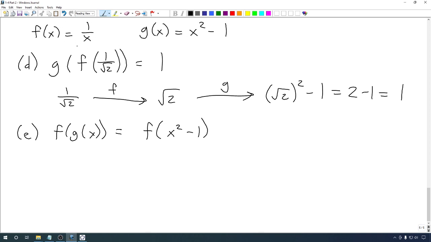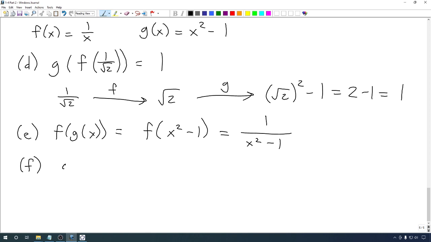That means any place I see an x in my formula for f, I'm going to replace it with an x squared minus 1. So I have a 1 over, instead of x, I have x squared minus 1. And that is my formula for that composition.